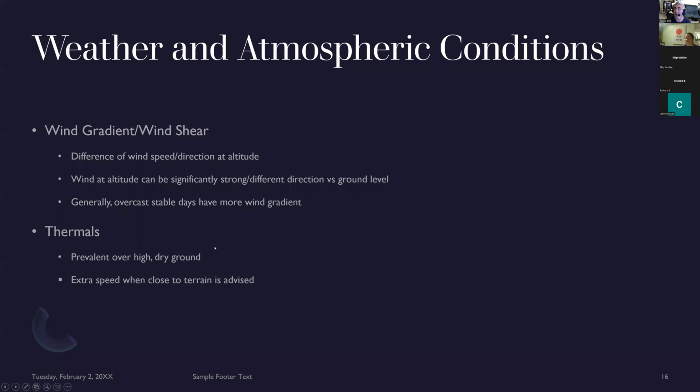All right. Wind gradient, wind shear. So the difference of wind speed or direction and altitude. Wind at altitude can be significantly stronger or in a different direction versus ground level. And generally overcast, stable days have more wind gradient. All right. Thermals are more prevalent over high dry ground, and extra speed when close to terrain is advised.